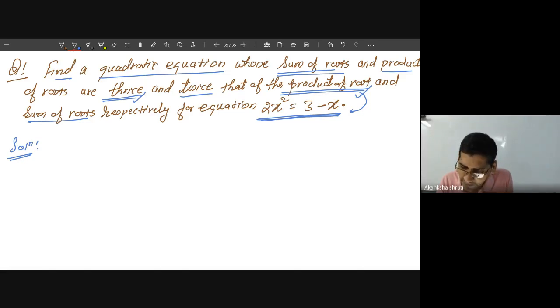Okay? In a similar fashion, from the given statement, you have to calculate the product of roots for the new equation, which will be twice the sum of roots of the given equation. Then you have to substitute in the formula for the new equation, and you will get the answer. Student, please do it. I will give you 1.5 or 2 minutes. Please do it quickly.